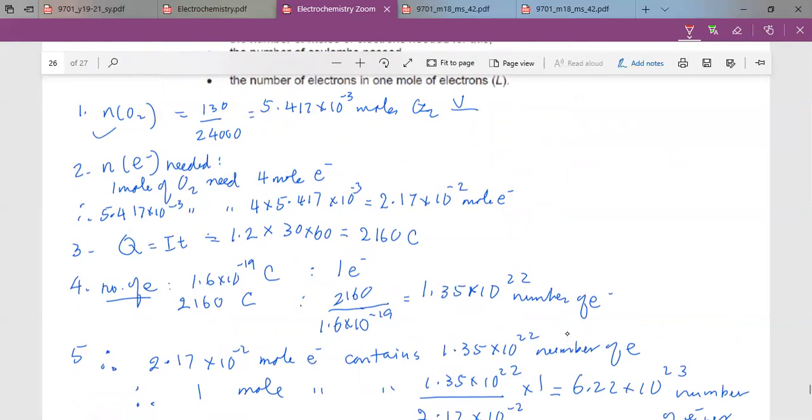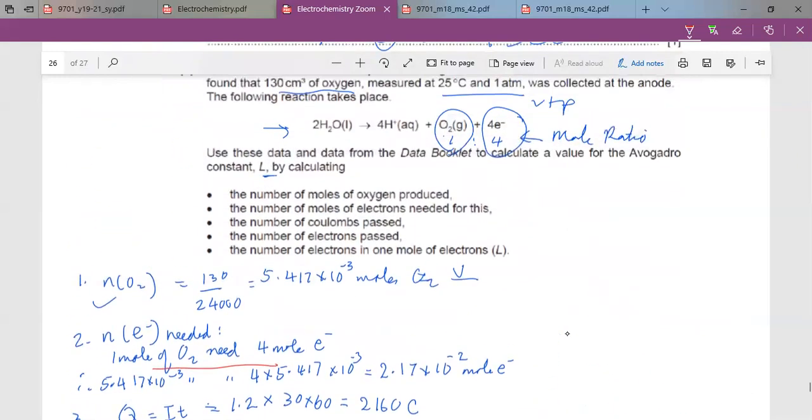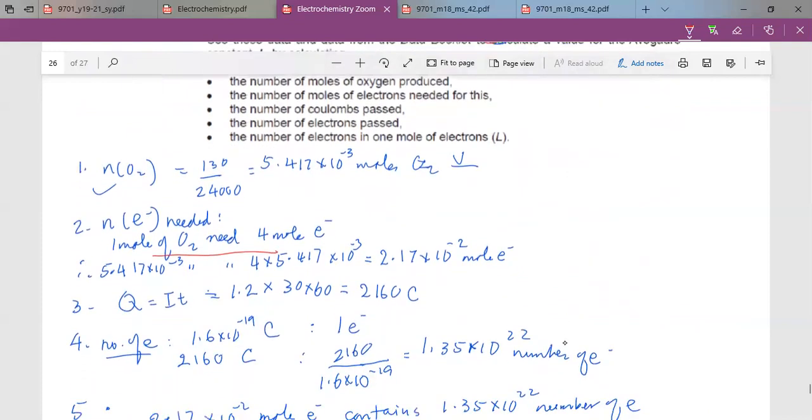Now, the number of moles of electrons required. How do I get this one here? 1 mole of oxygen requires 4 moles of electrons, from here. So how many moles of oxygen was produced? This one here. So it requires this number of moles of electrons.